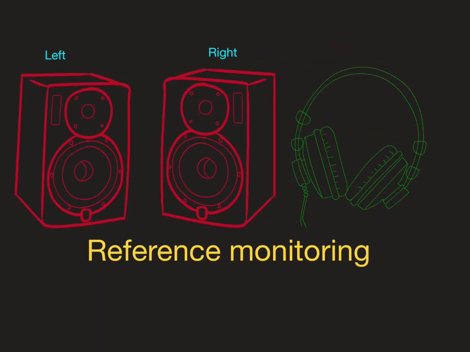Accurate monitoring is also critical in a digital setup. Reference monitoring refers to listening through reliable speakers or headphones that reproduce sound as neutrally as possible. This means without adding anything to the sound. This ensures that decisions you make while recording and mixing will translate well across different playback systems.